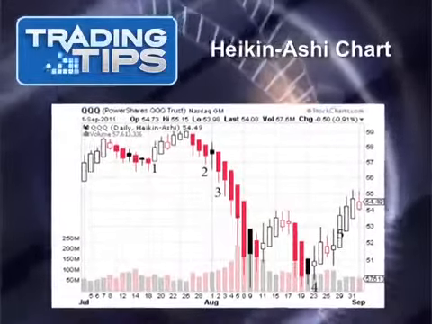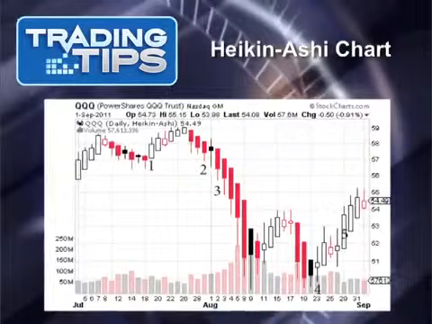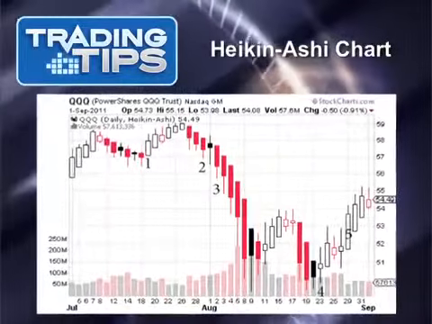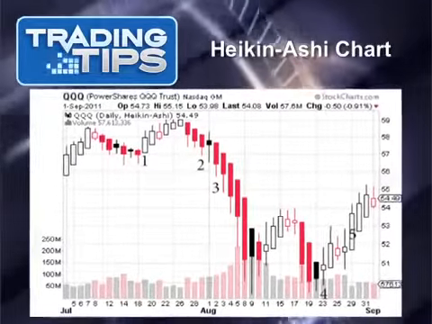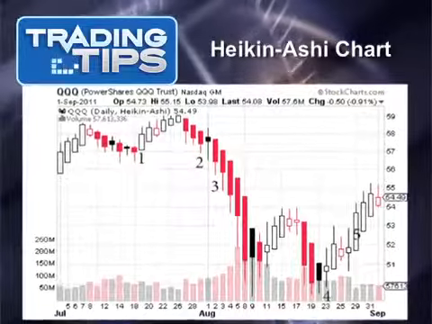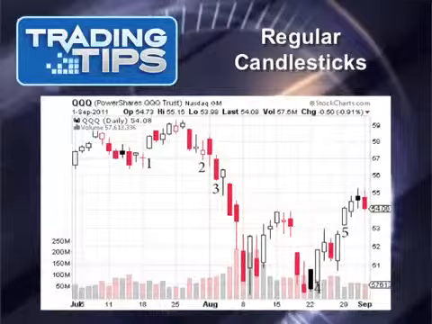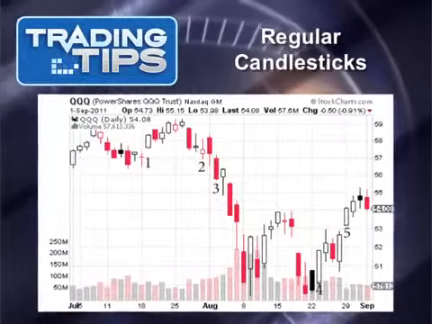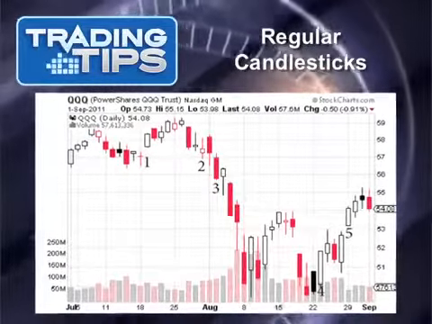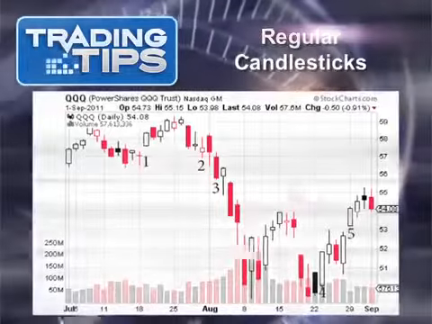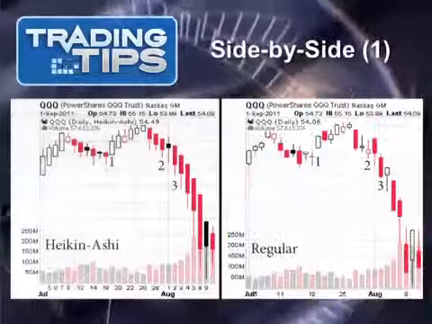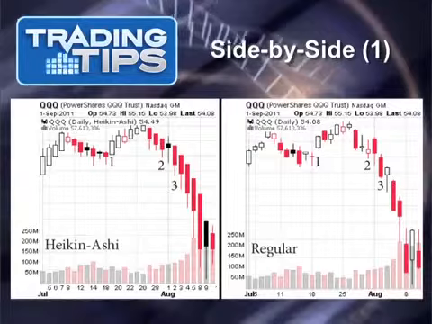Take a look at this Heikin Ashi candlestick chart. Study it for a moment. Take note of the points 1 through 5. We'll look at the same chart using regular candlesticks in a minute here. Here it is. Study this chart. Look at the points. Do you remember any differences? Here's the first half of both charts side by side with the Heikin Ashi chart on the left.